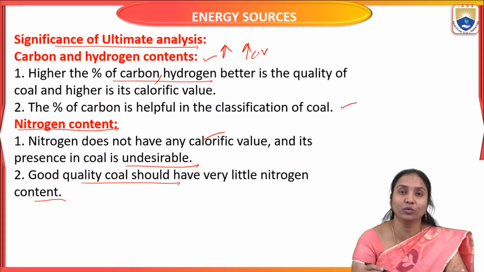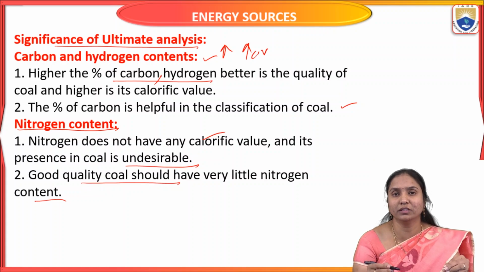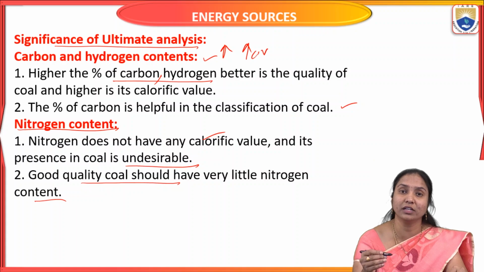Good coal always contains a very small percentage of nitrogen, because nitrogen doesn't have any calorific value. That means it reduces the calorific value, so that's why it is undesirable. If it is present in the coal sample, it decreases the calorific value. So good coal always contains a low percentage of nitrogen and a high percentage of carbon and hydrogen.